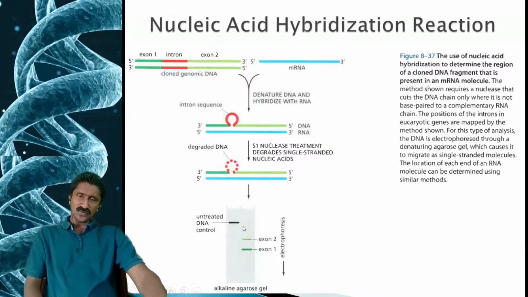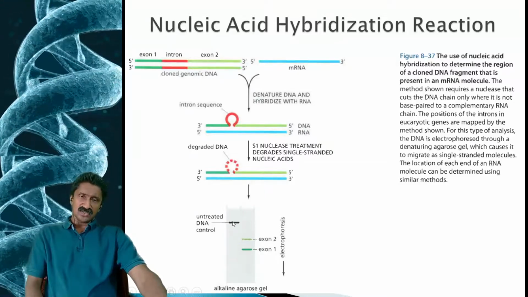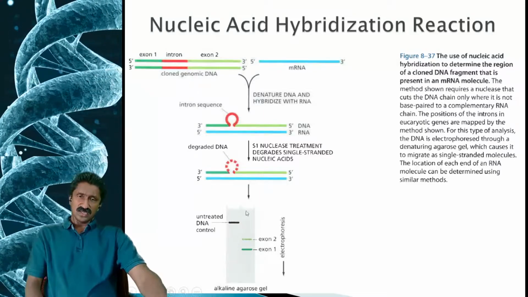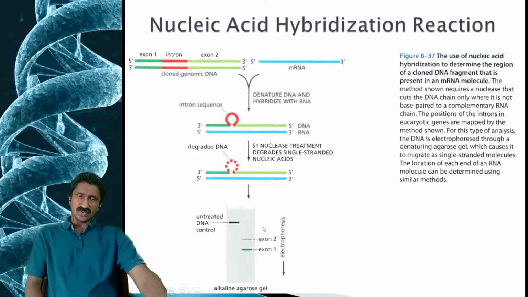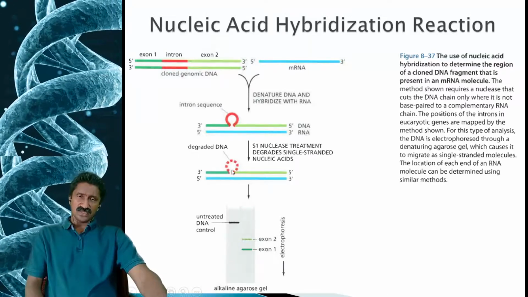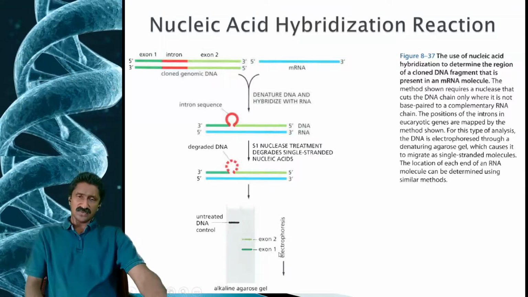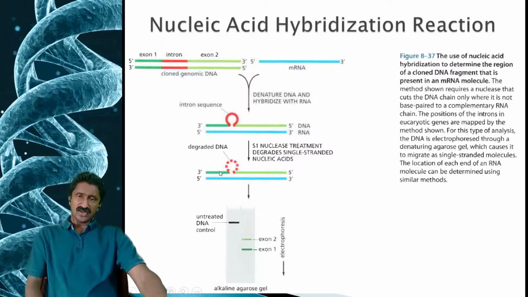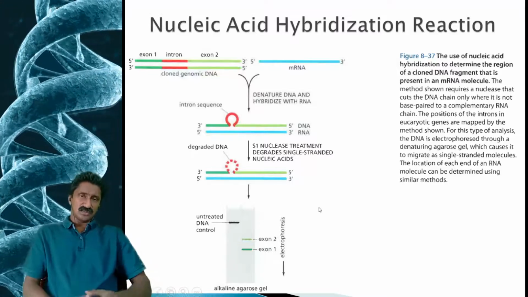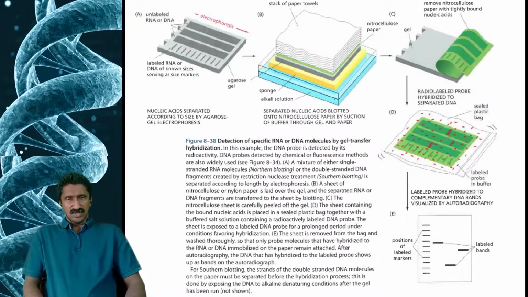If you go for gel electrophoresis, you will have the exons separated here. The untreated DNA control is here, which has higher weight. The exon 1 and 2 will be represented here with lighter weights because they are cleaved. The S1 nuclease will remove the intron region and the exons will be identified. So exons can be easily identified and intron regions removed using this method. This is another method of nucleic acid hybridization available.